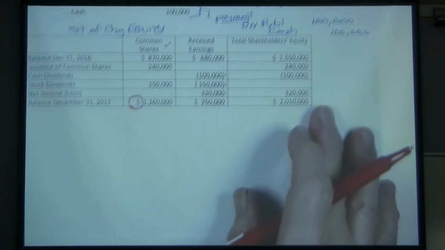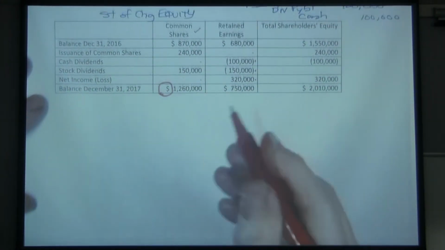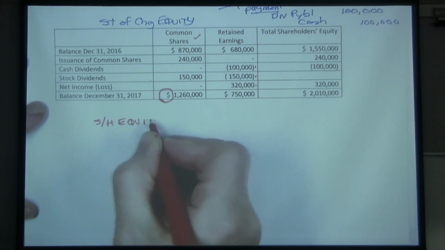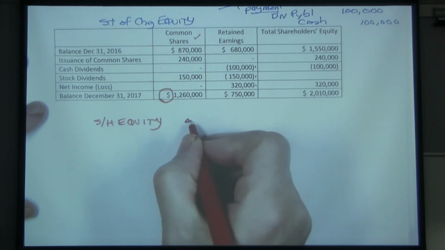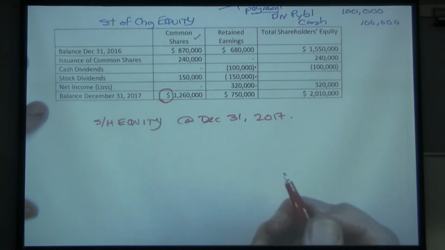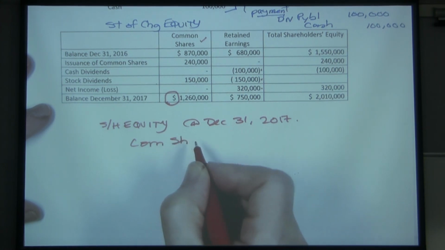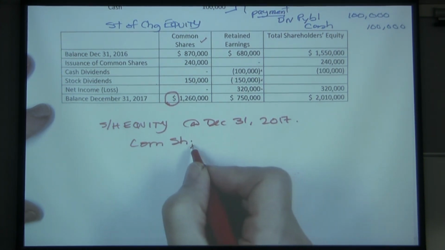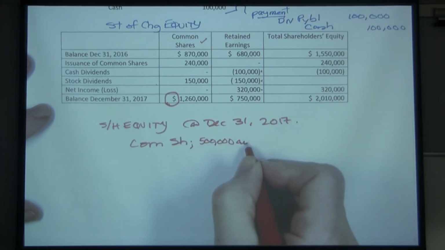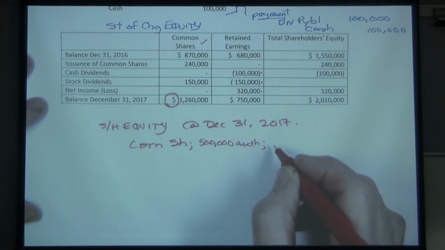I'm going to squeeze this in just below here. For our balance sheet, it will be shareholders' equity. This will be at December 31st, 2017. So we don't have any preferred shares, we're going to have our common shares. You don't absolutely have to put in the number authorized, but just for completeness, 500,000 authorized. Now, how many shares do we have issued and outstanding at this point?